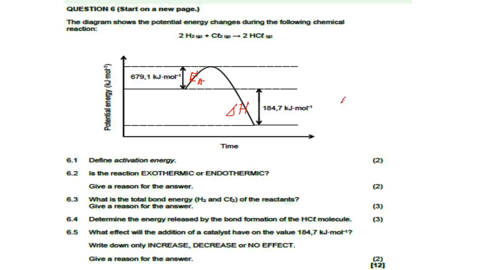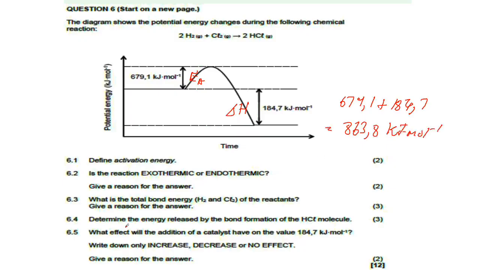679.1 plus 184.7. So when we add this to 679.1 plus 184.7, we get 863.8 kilojoules per mole. But then you will note something here.